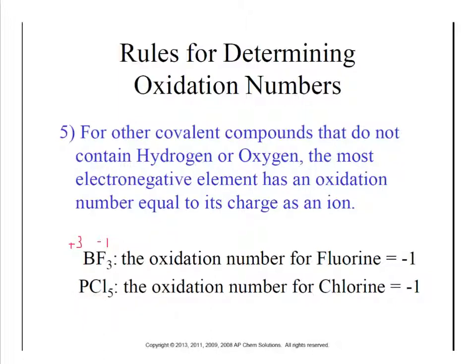Same thing down here, so chlorine is the most electronegative. We would use its charge, and its charge is -1, and there's 5 of those. That means that phosphorus would be +5.